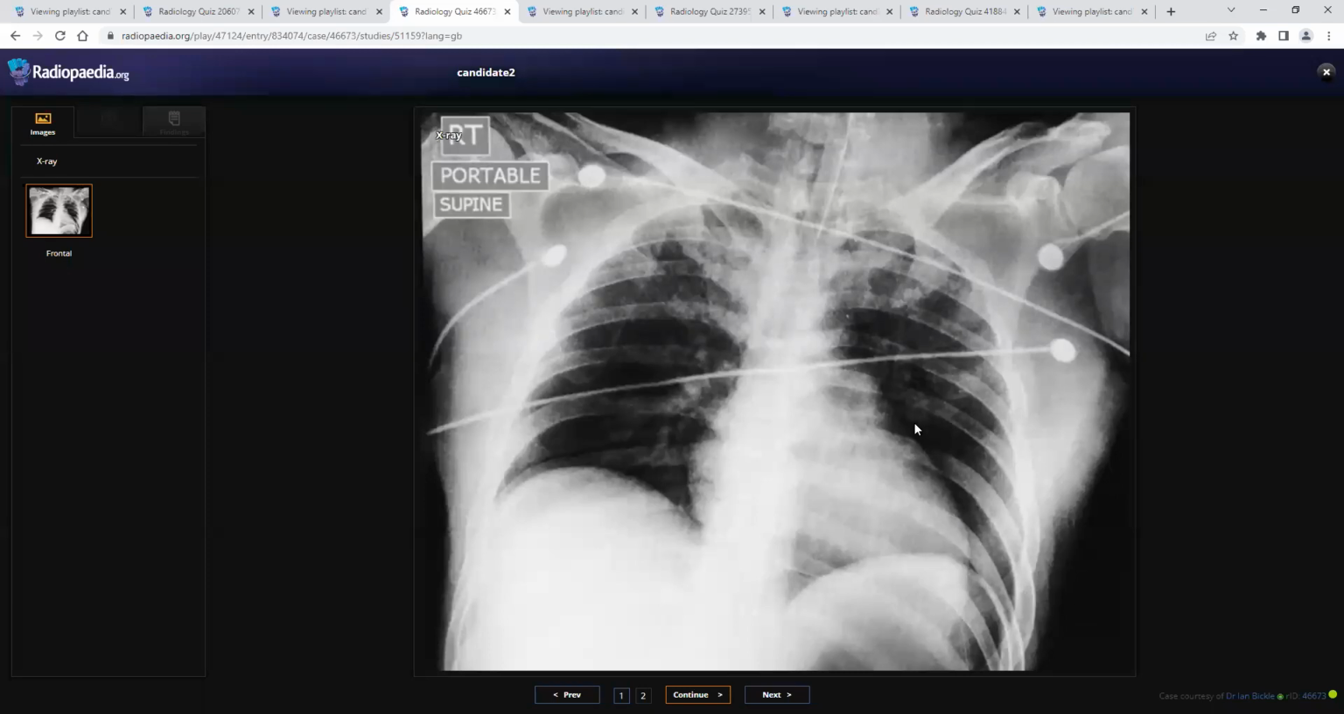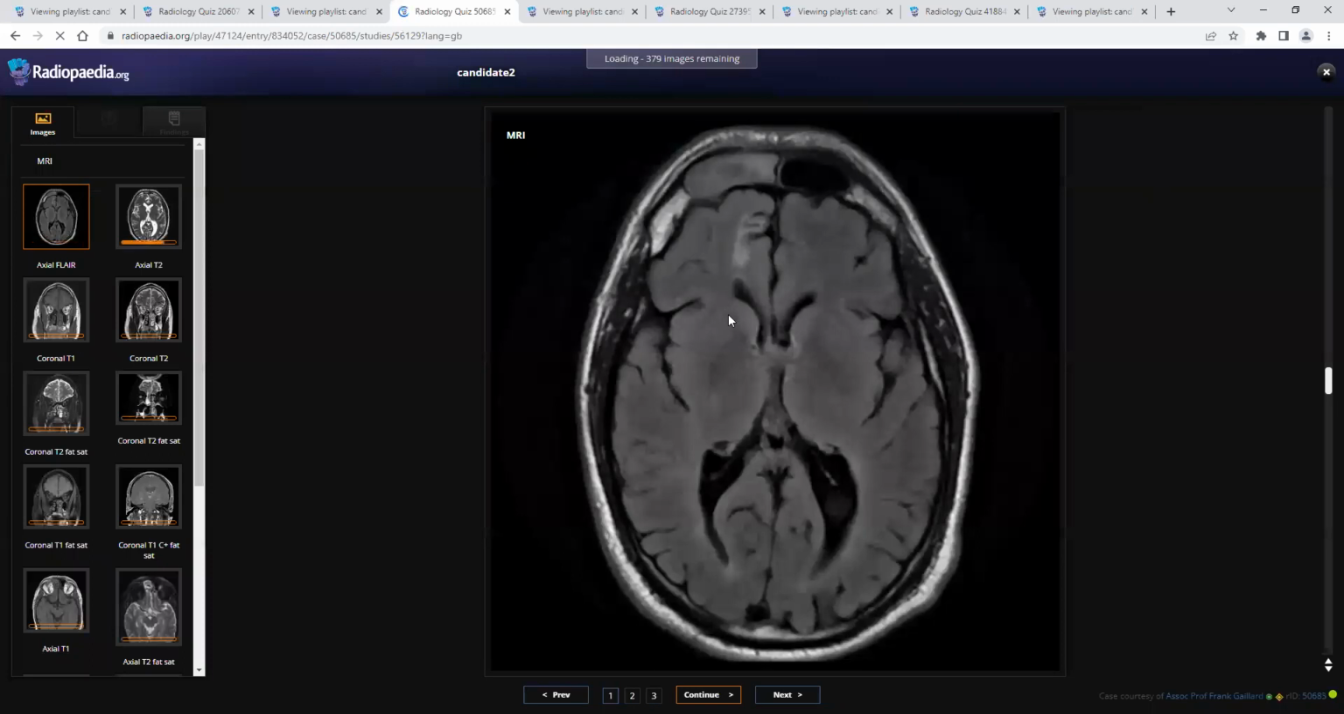However, there are no fractures. Everything, lines and tubes, are fine, and you should immediately inform the clinician. Okay, that's good.